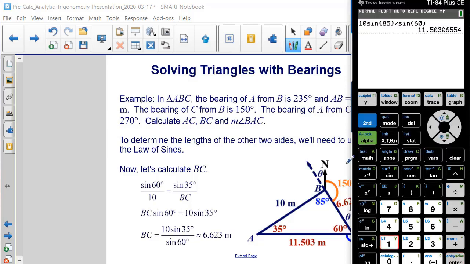And we get 10 sine of 35. Remember to close the parenthesis here, because if you don't, it's going to evaluate more than just the sine of 35, divided by sine of 60. Again, close parenthesis, and we get 6.623 meters.